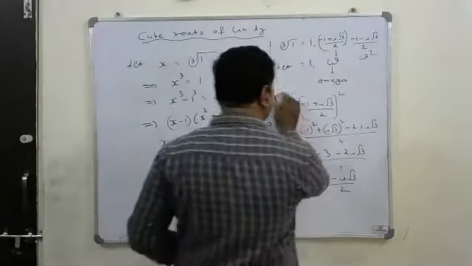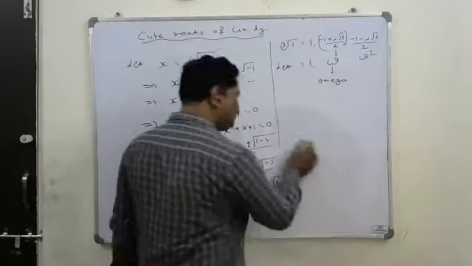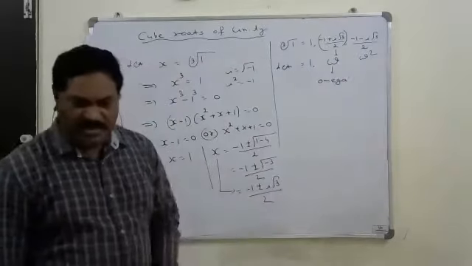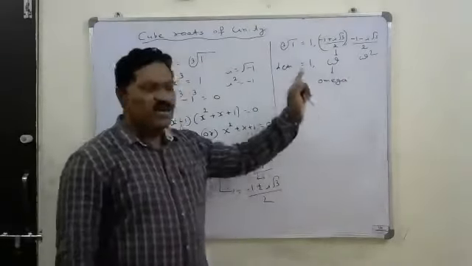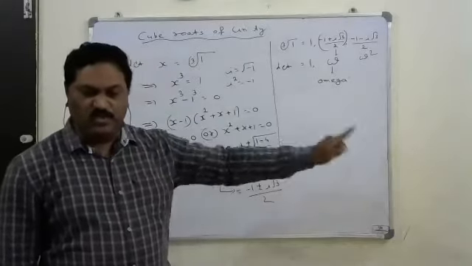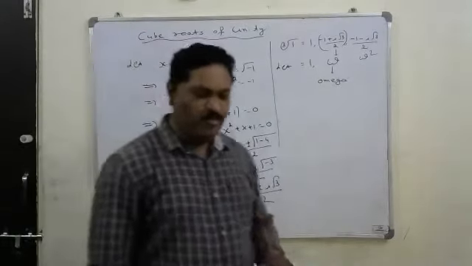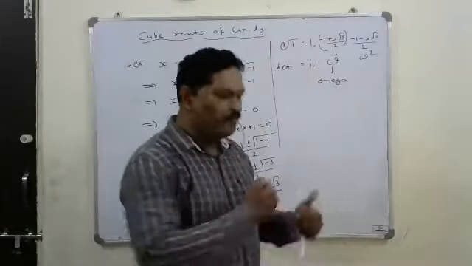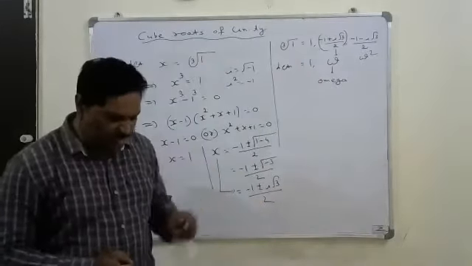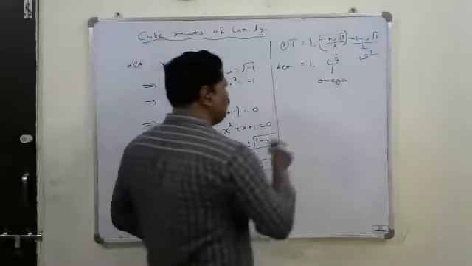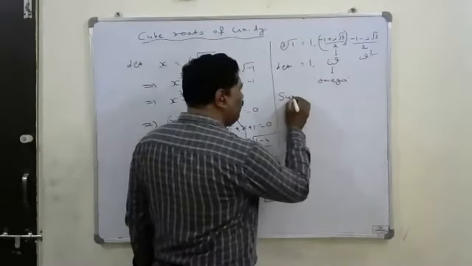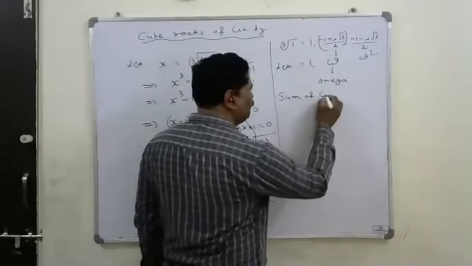Therefore, the cube roots of unity are 1, omega, omega square. These are the cube roots of unity. This is a very, very important concept. In so many other topics also we are going to use this concept. Okay. Now, I want to find the sum of the cube roots of unity.